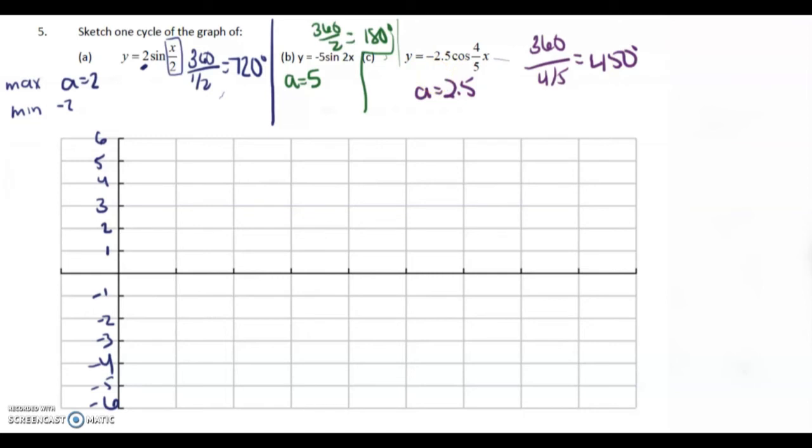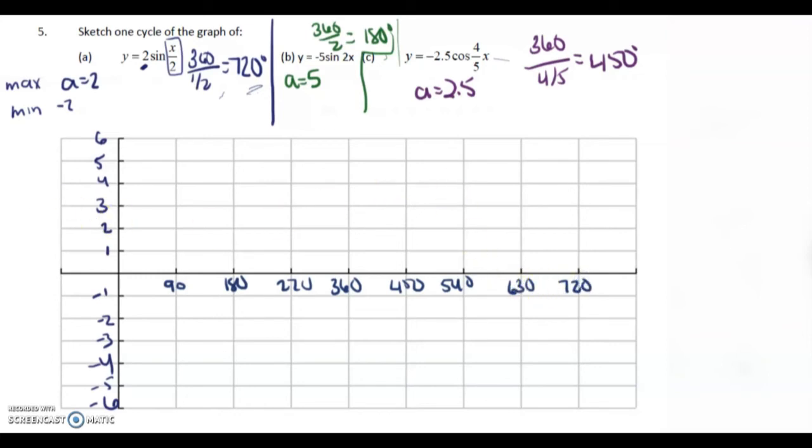So let's go back to the first one. 720 is our biggest, our longest period. So we're going to divide that by 8. We're going to label by 90s. So 90, 180, 270, 360, 450, 540, 630, 720.